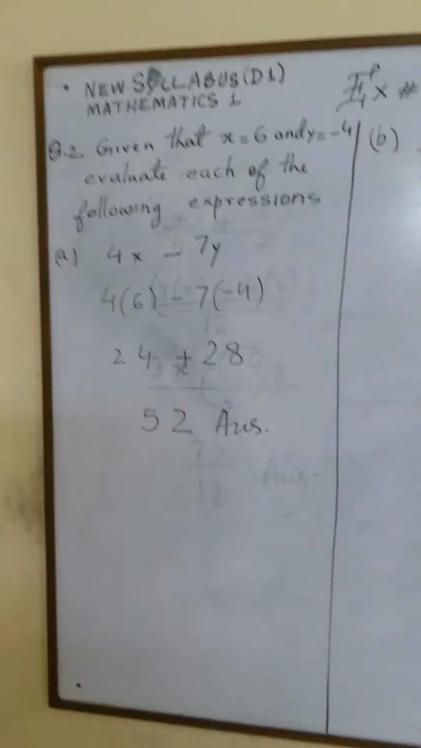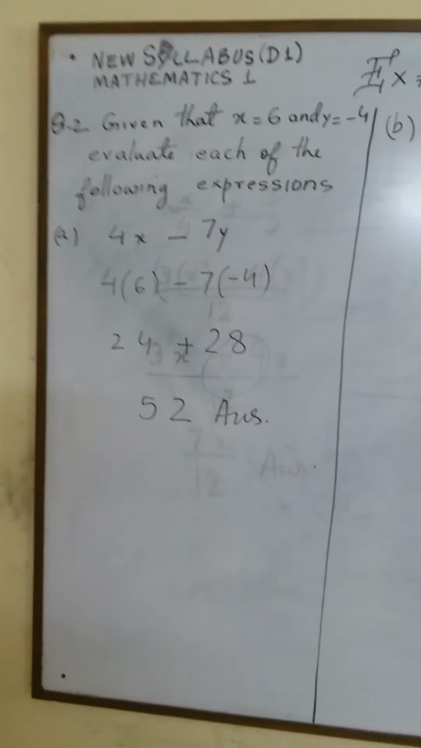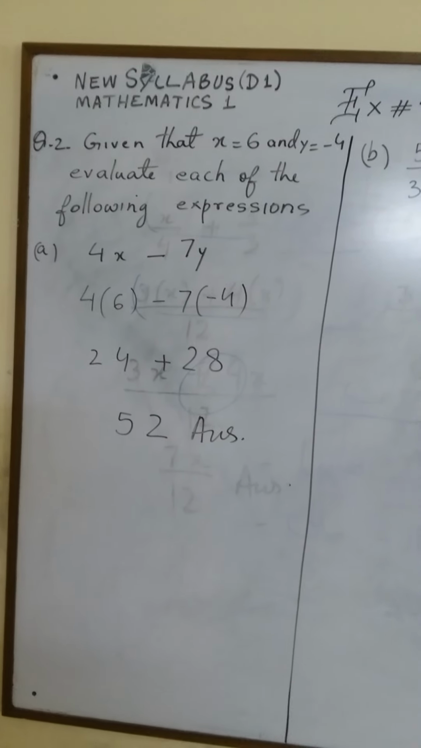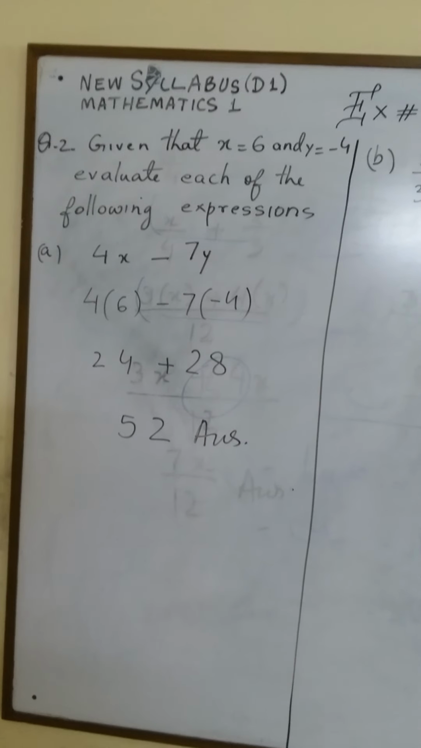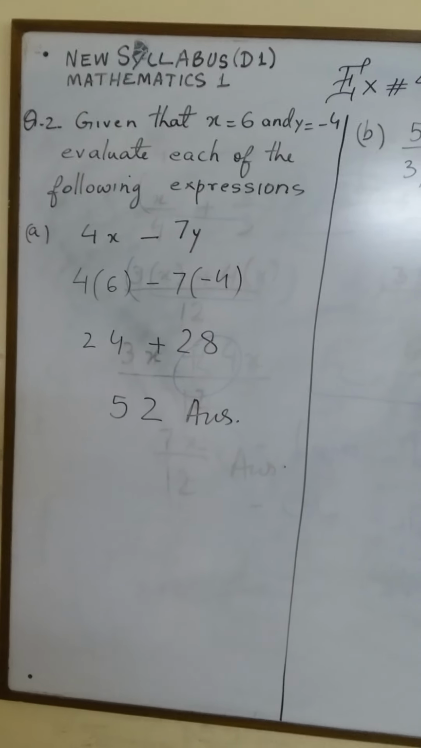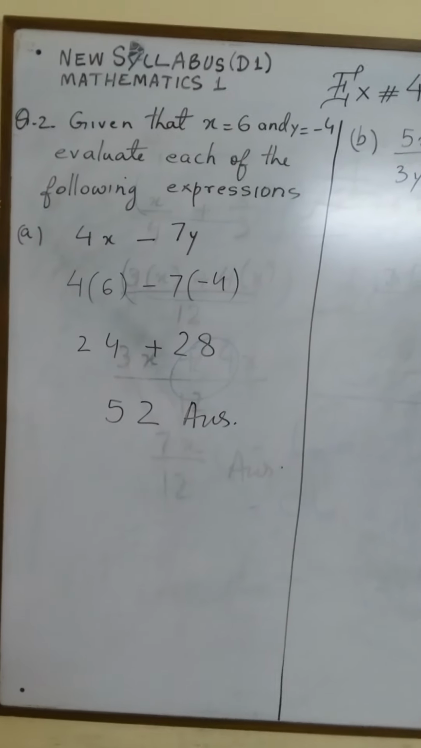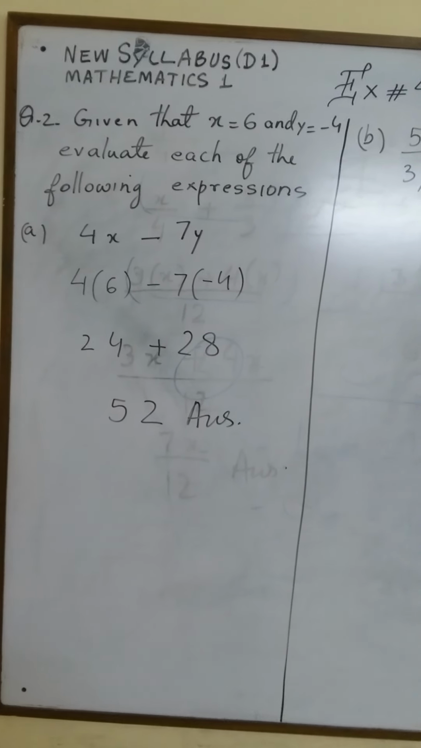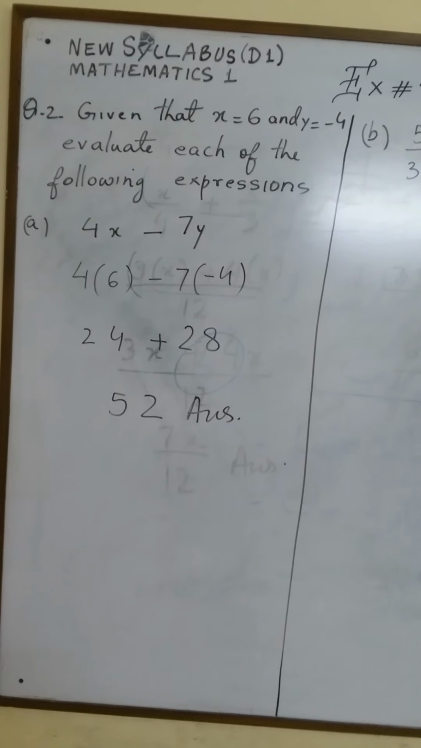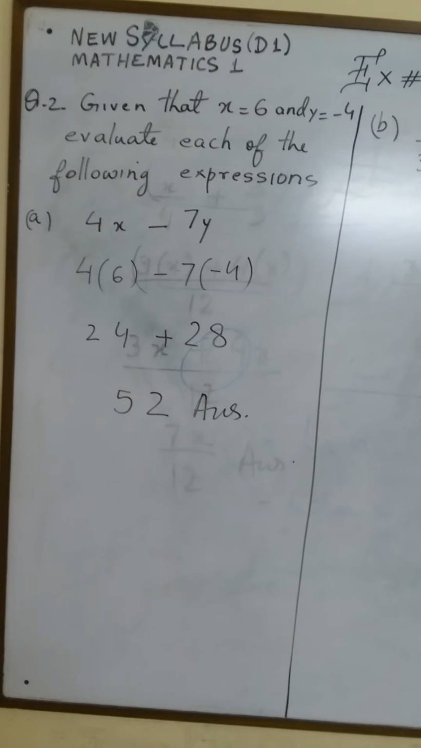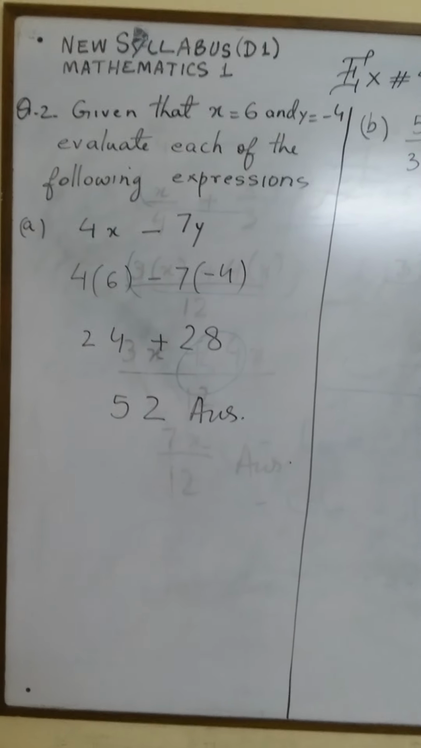Now let me explain this again. The value of x is 6 and the value of y is 4. So we have substituted these values, and after this the step is of multiplication. After multiplying we will get 24 plus 28, and these two values will be added and we will get the final answer, that is 52.